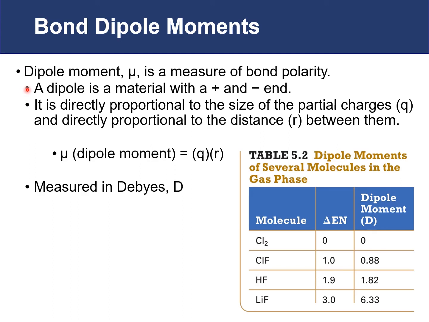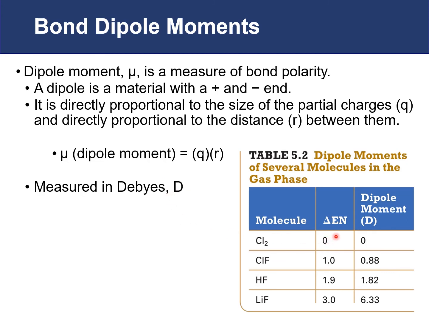However, in chemistry, our concept of a dipole moment is directly proportional to the size of the partial charges, which will be represented by the variable q, and directly proportional to the distance between them, which will be represented by r. So the dipole moment would be our q times our r. Q would be the size of the charge, whether it is a plus 1, plus 2, minus 1, minus 2 charge on our atoms. And then r would be the distance or the radius of the bond. The unit that we will use for dipole moments is the debye, with a symbol of D.